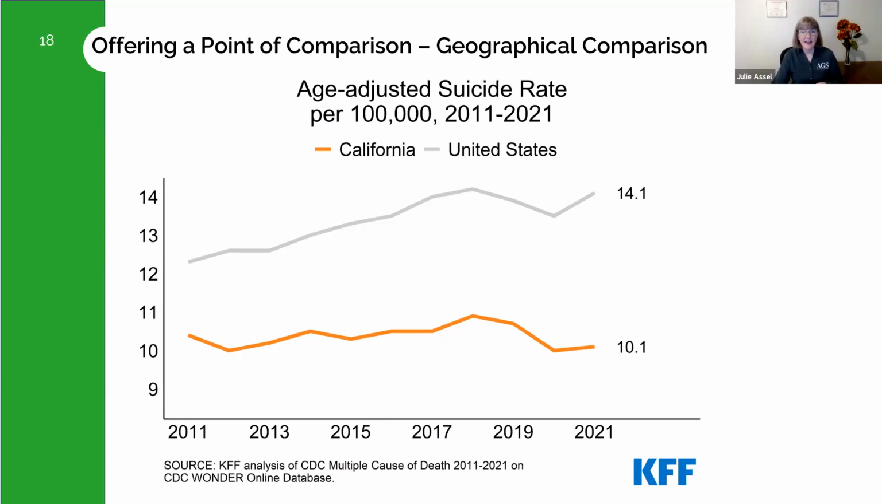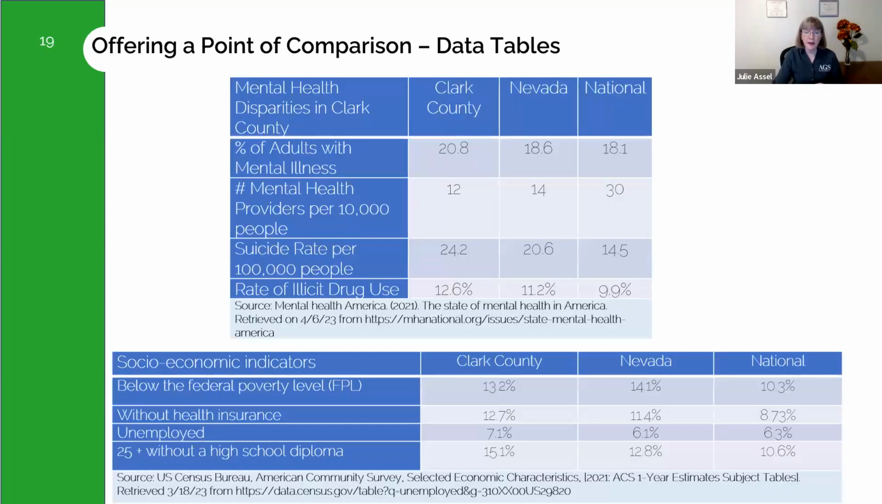Next slide. Tables are also very accessible. You can combine data from different sources in a table to offer a quick comparison. Or, as shown in this case here, you can offer separate tables to show different themes within a geographic location. In this case, the focus is on Clark County, vis-a-vis the state of Nevada and the national averages.